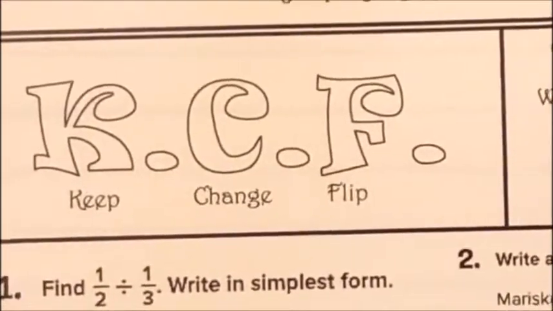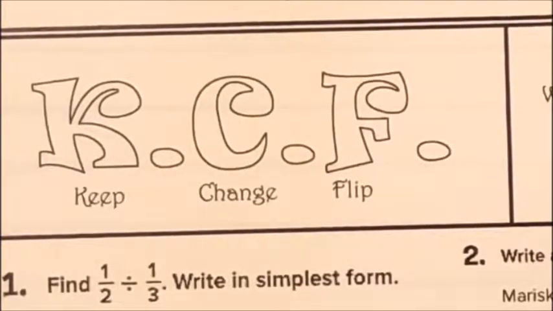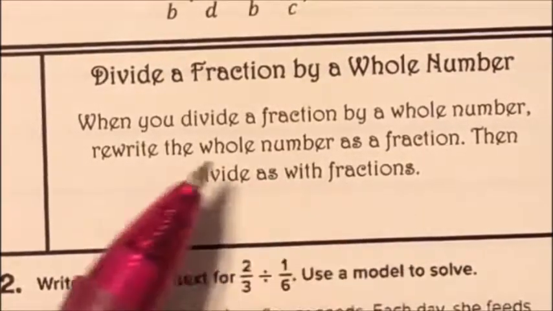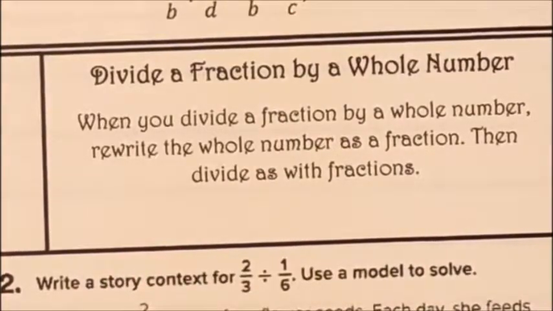Another cool thing to think about, you can always remember to divide fractions using the model keep, change, flip. You keep the first number, you change the division sign to multiplication, and you flip your second fraction. So you're multiplying by the reciprocal, or the multiplicative inverse. If you divide a fraction by a whole number, rewrite the whole number as a fraction, and then divide just like you would if you had two fractions.